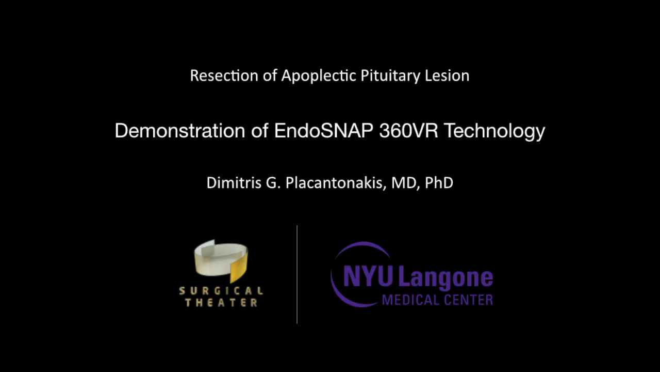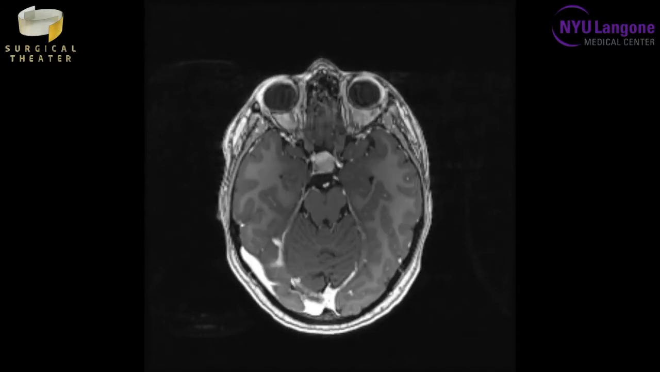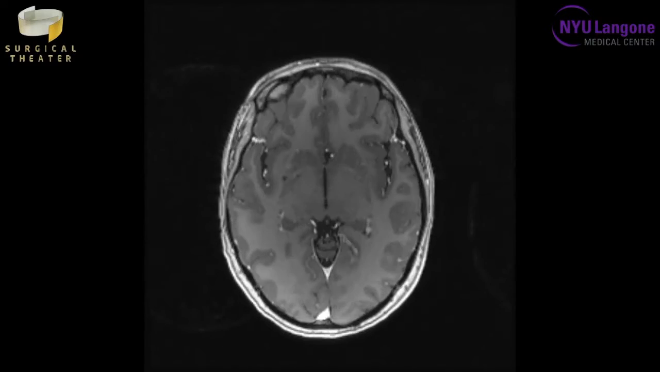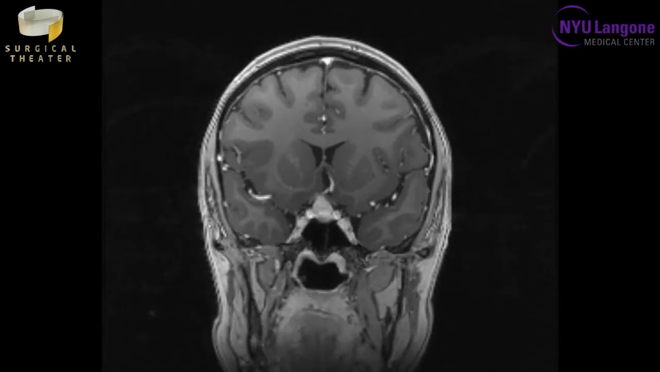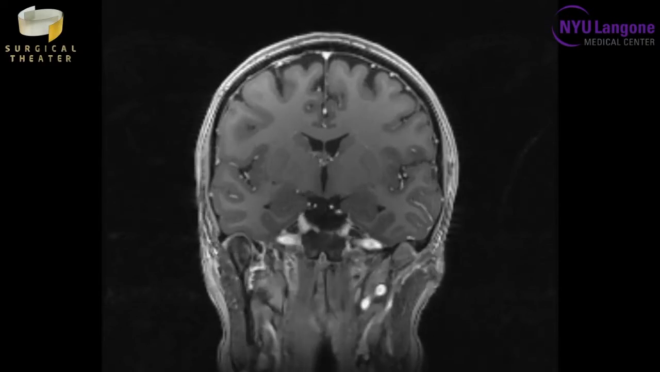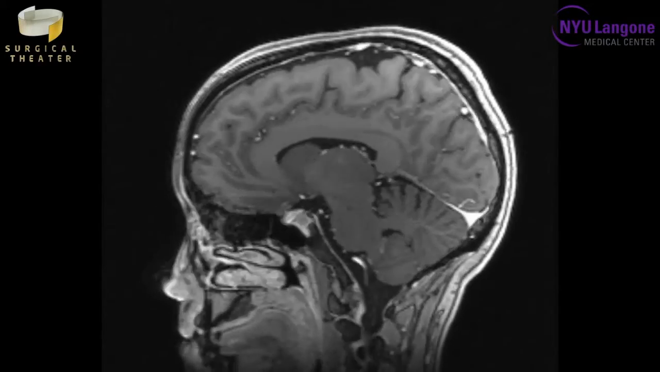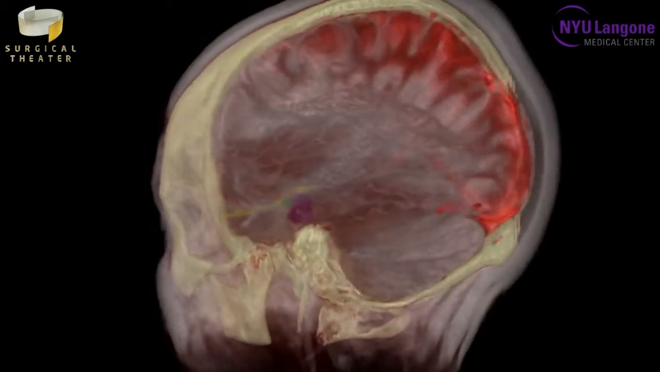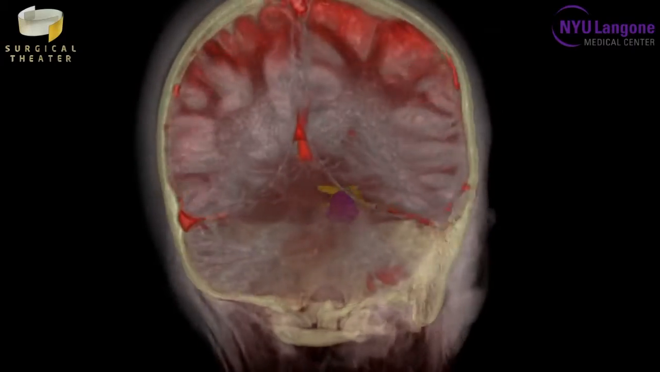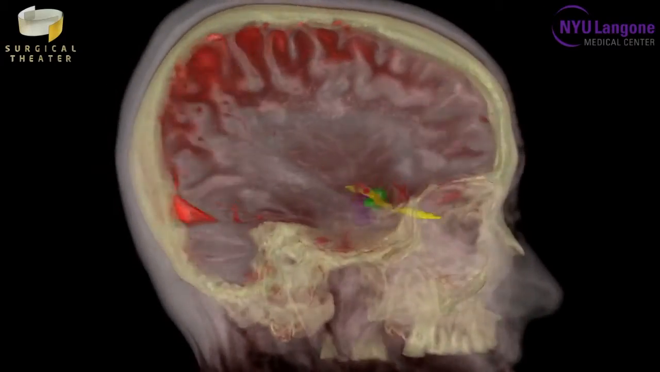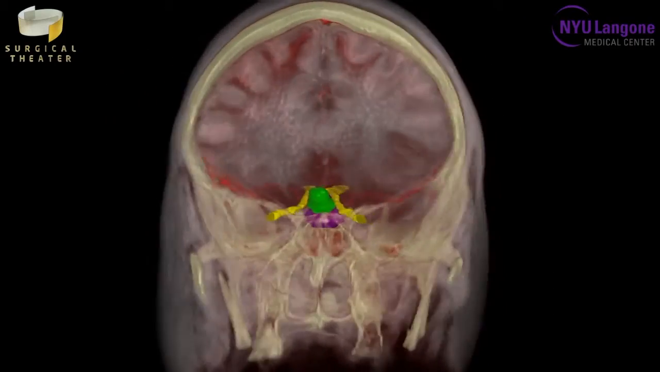This is a 38-year-old female who presented with headaches, amenorrhea for a few months, and an elevated prolactin. MRI showed a pituitary lesion that was non-enhancing. It was T1 hyperintense before contrast. We figured that this may be a Rathke cleft cyst or a hemorrhagic lesion that caused apoplexy.